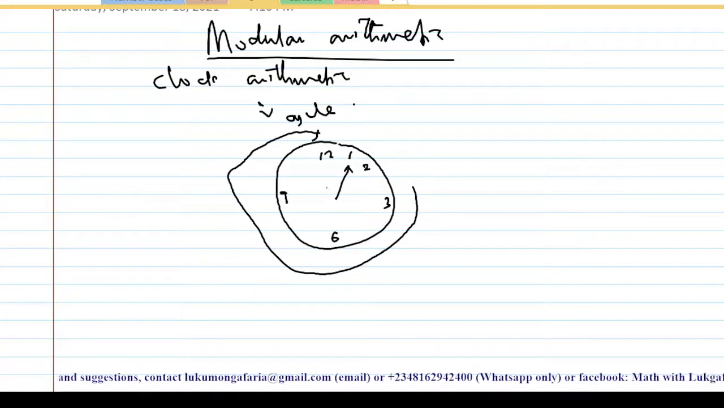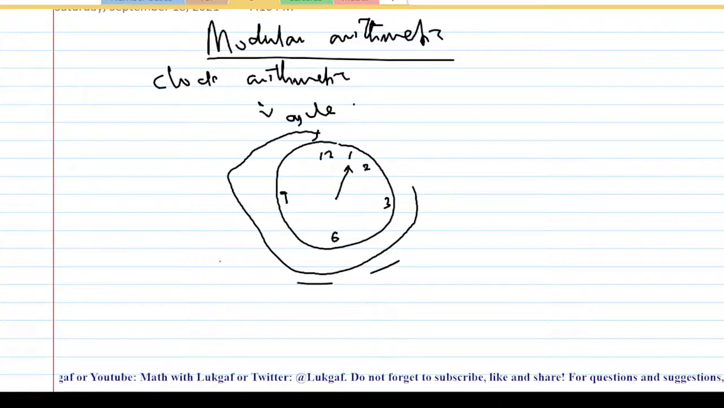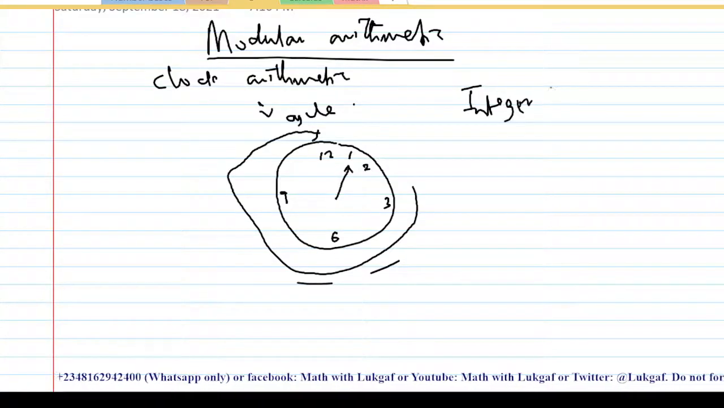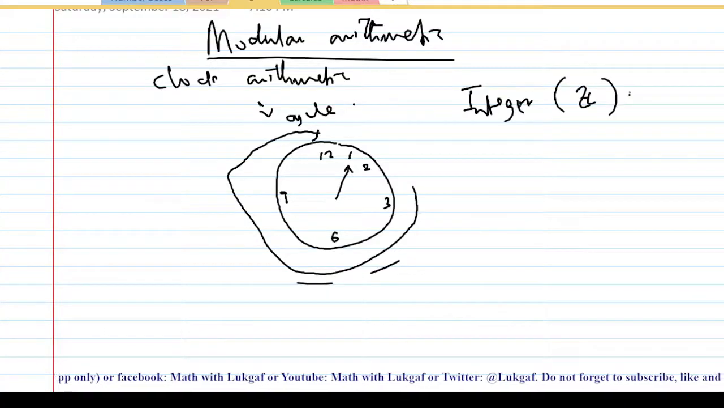So when you have an arithmetic in this form, it is known as modular arithmetic. That is a system of arithmetic that wraps around after it reaches a certain number. Modular arithmetic is also a special system of arithmetic that involves only integers.